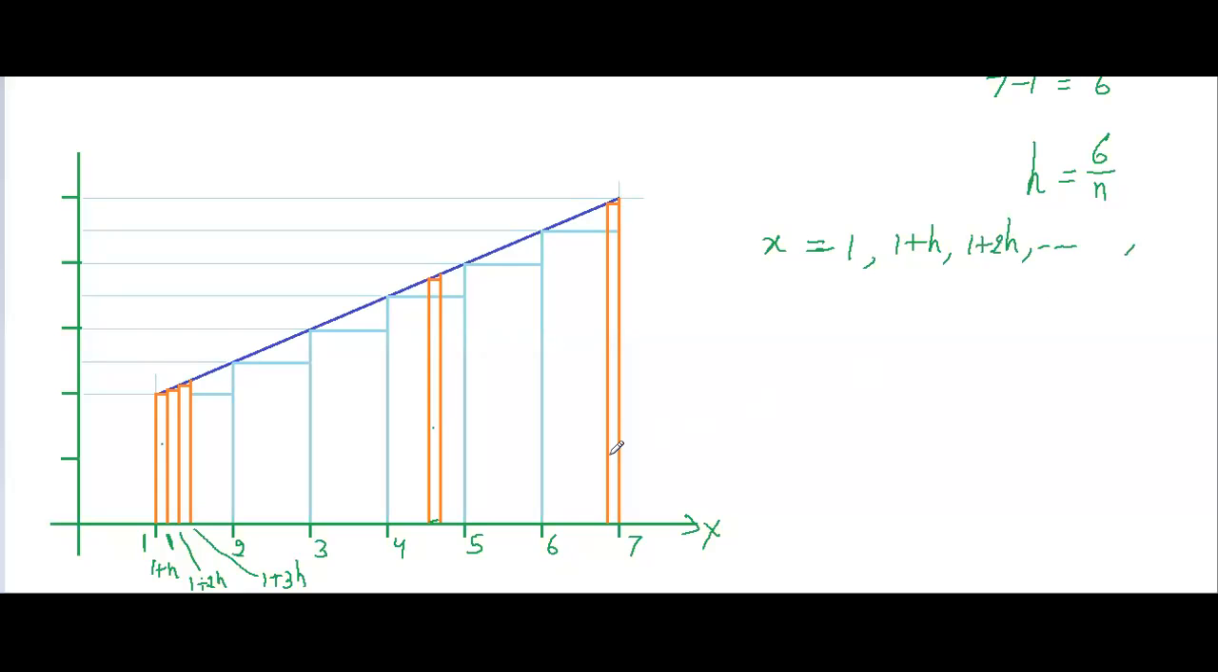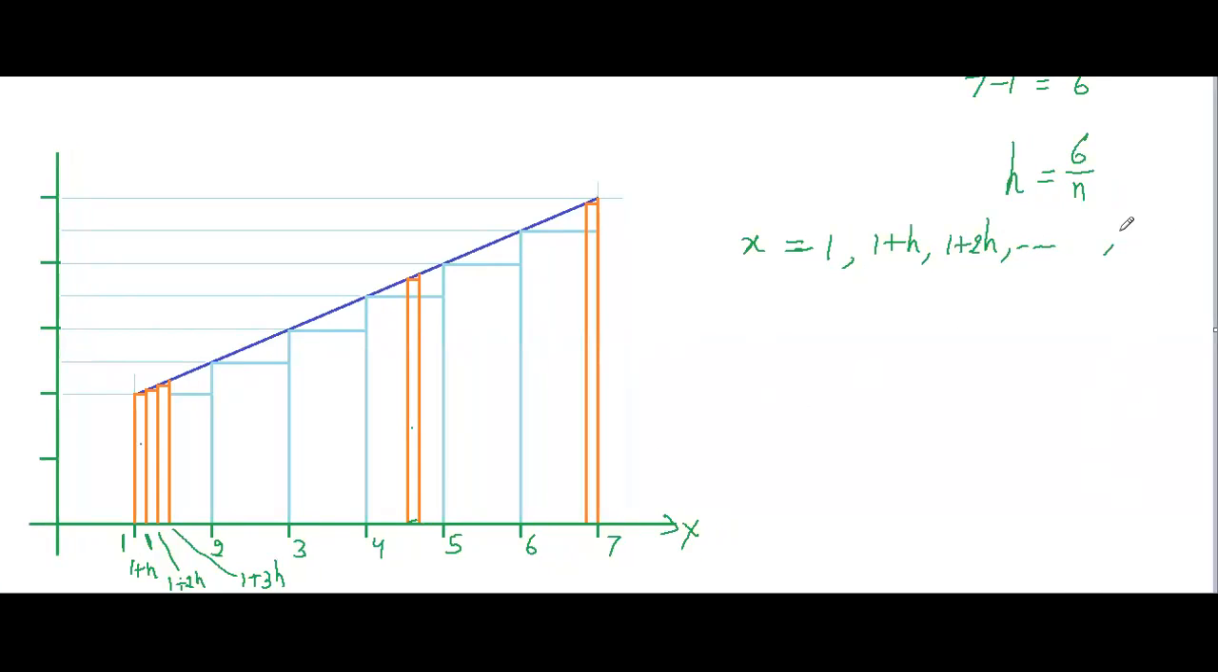The last is the nth triangle. Because this is an AP, I put the questions in yesterday's quiz. The common difference of this AP is h. And so the last or the nth term is 1 plus n minus 1 times h. That is a plus n minus 1 times d, this formula.